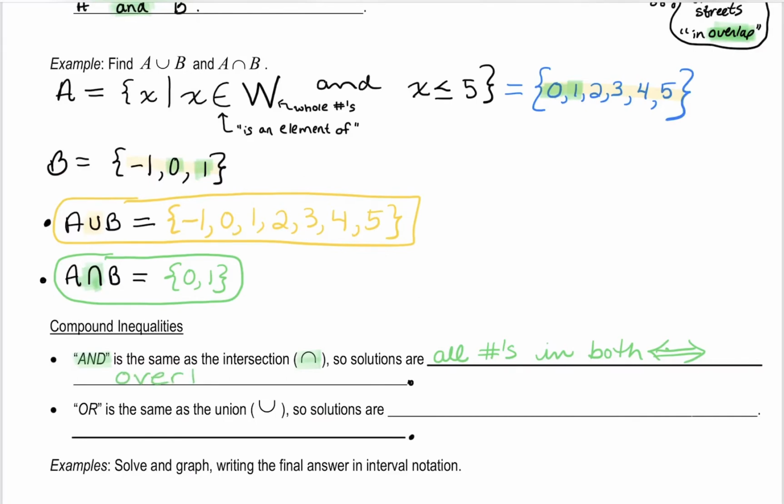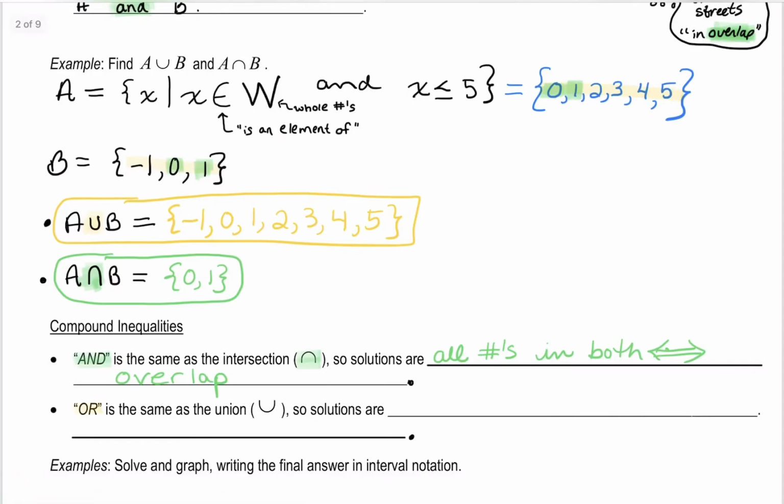Right, so we're looking for everything that is in both the first set and the second set. And so that is going to be like looking at your overlap. So a little bit of repetition here. I apologize, but just driving the point home.